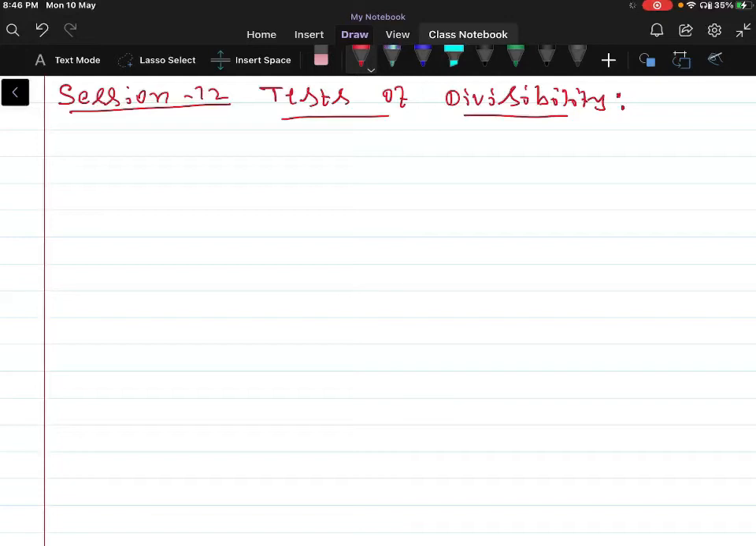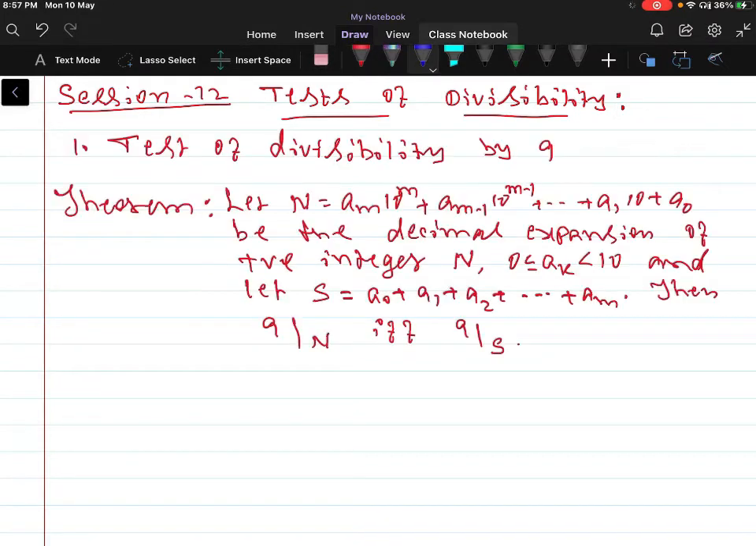In this lecture, I'm going to introduce tests of divisibility by using the concept of congruences. Congruences can be used to test whether a given integer is divisible by another given integer. These tests may be based on a decimal or binary representational system. So we'll move to the test of divisibility by 9.